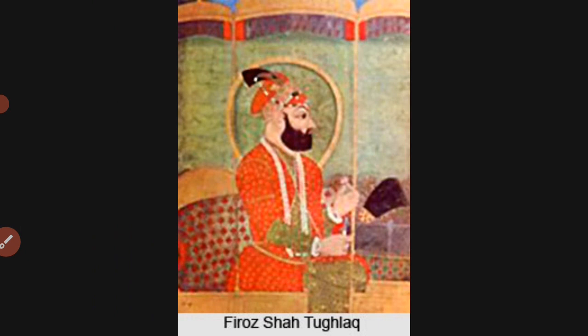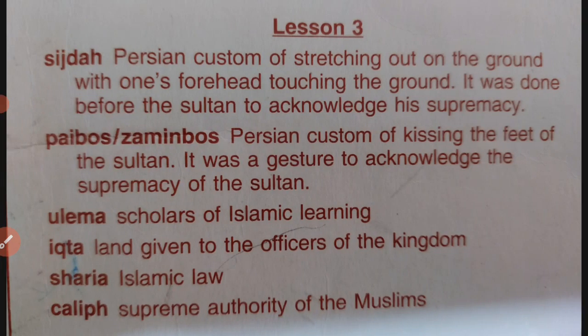To please the ulema, to keep them happy, he ruled according to the Islamic laws. As a result, the nobles and the ulema grew very powerful and began to influence the Sultan in day-to-day administration. All these definitions, children, you will be able to find at the back of your book. I have also given you a picture of those definitions here.